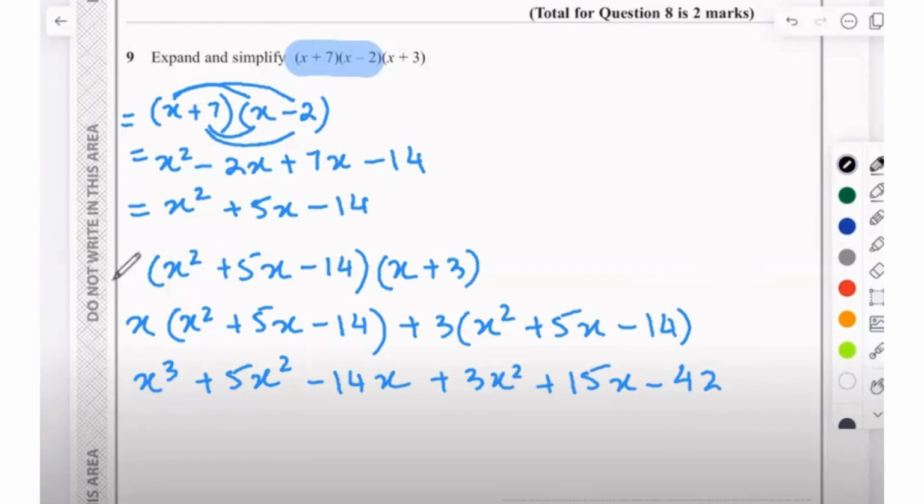So now we combine the like terms. x cubed remains as it is. 5x squared plus 3x squared is plus 8x squared. Negative 14x plus 15x is positive x. And negative 42 comes as it is. So this is your expanded answer for these three brackets being multiplied.